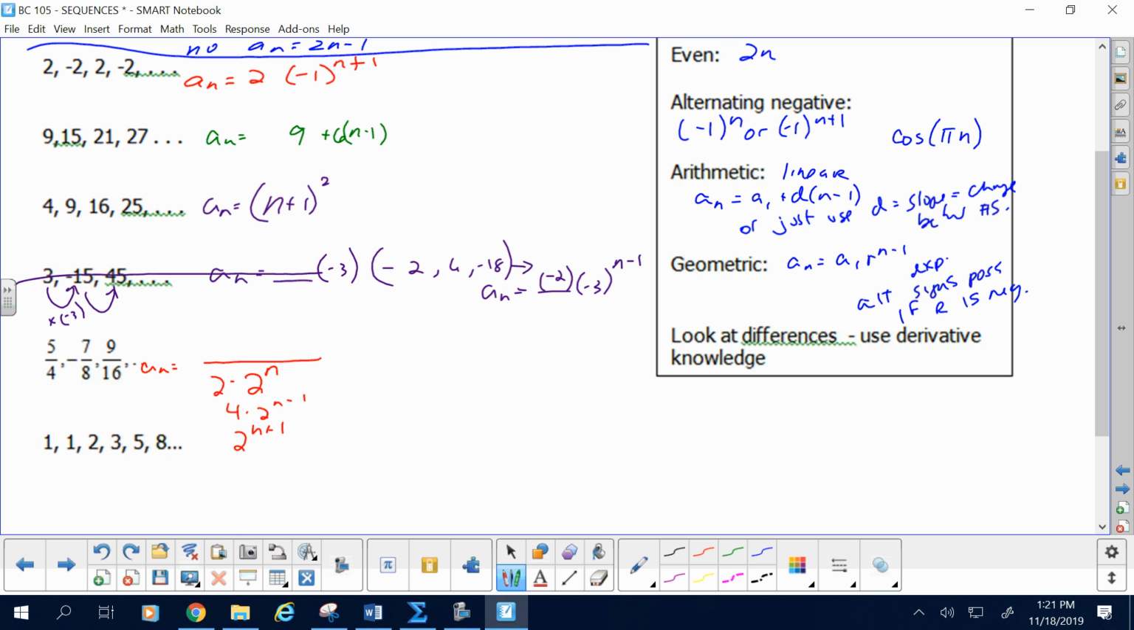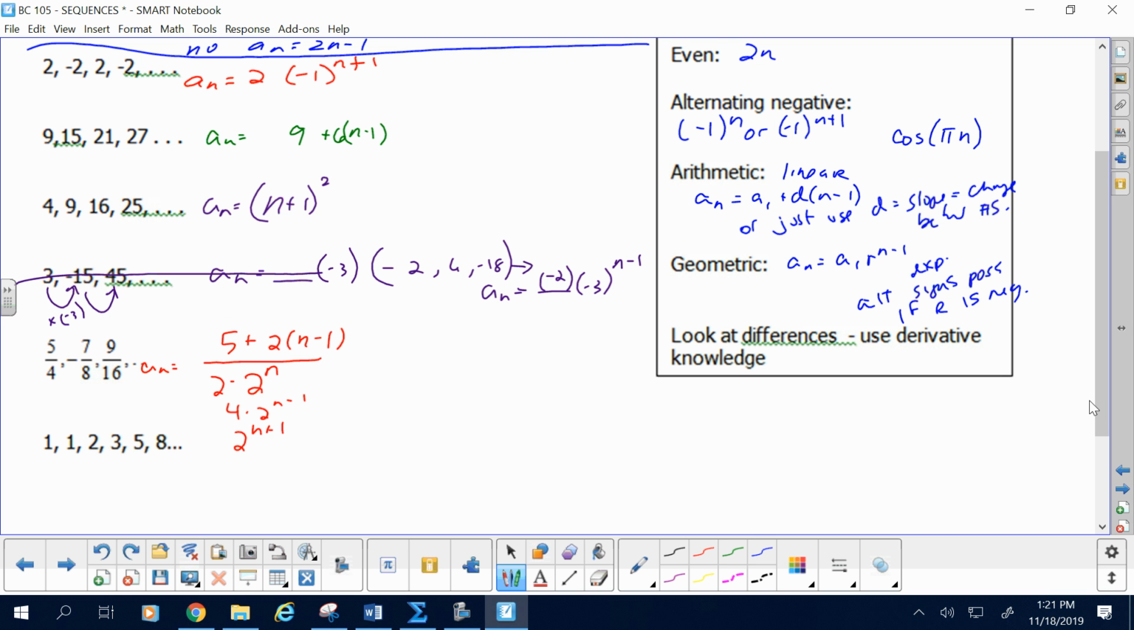Give me a numerator possibility. What kind of pattern do you see? Adding 2, so that makes it arithmetic. So 2 is the common difference, and we need to figure out how many times we add it and what we add to. So talk to me. 5 plus 2 times n minus 1. I believe that will work, and it does.